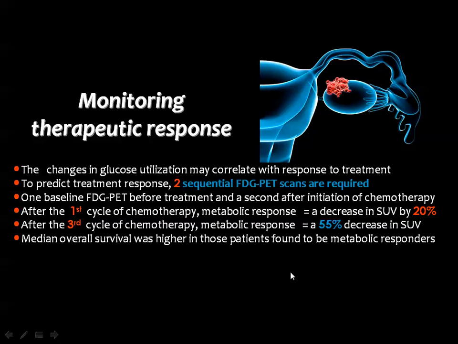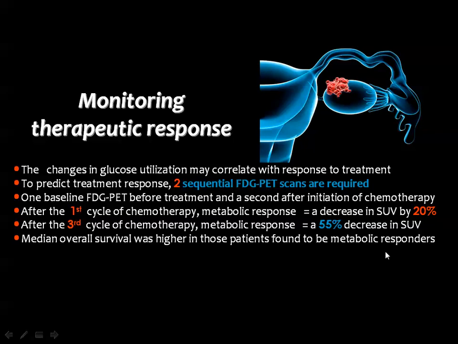And many times you want to know that the chemotherapy you are giving to the patient, is it effective or not? And then after one session or two sessions of chemotherapy, you may have a follow-up study by CT or by MR to see the response of the lesion.